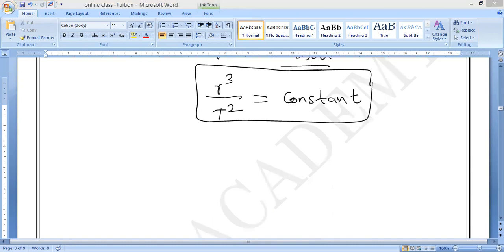R indicates what here? The mean distance of the planet from the sun. T means the time period of the planet, which is taken around the sun. How much time is it taking to revolve around the sun? That is called the time period. Understand, guys? So this is Kepler's third law.